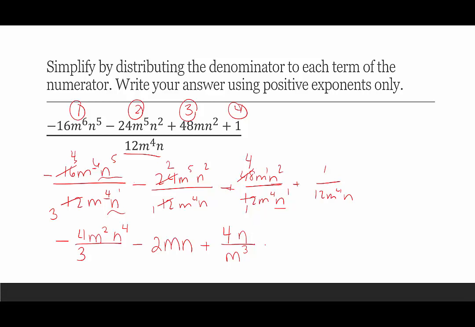The last term we're not going to be able to do anything because it has a numerator of 1, so we're just going to copy it down. 1 over 12m to the 4th times n. And this is our final answer.